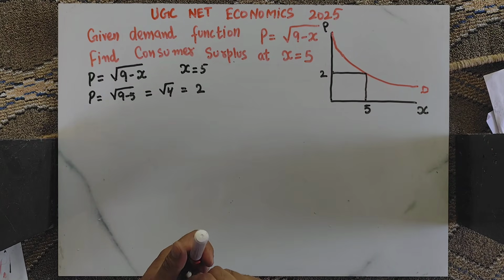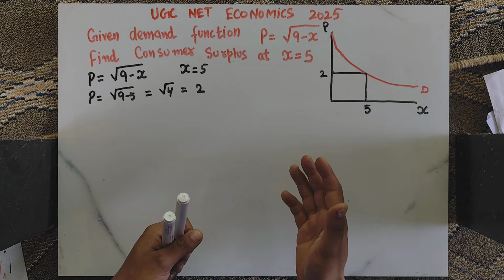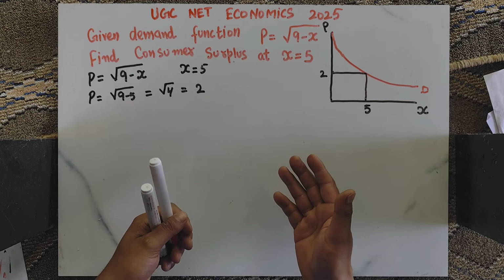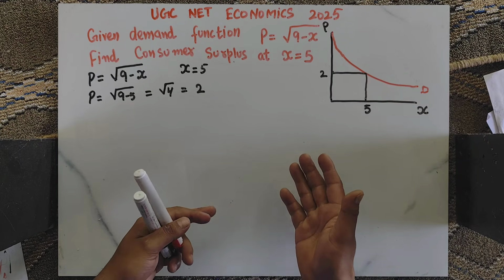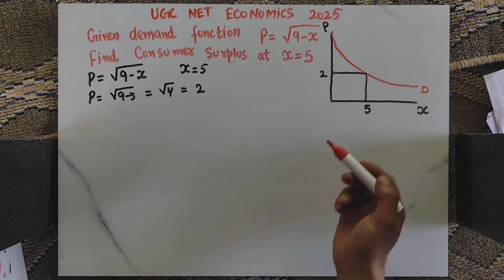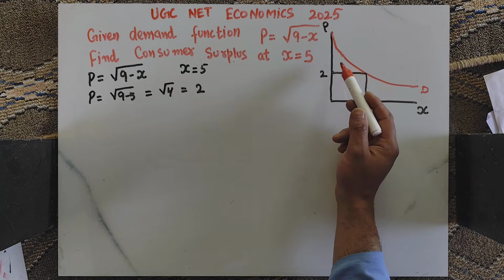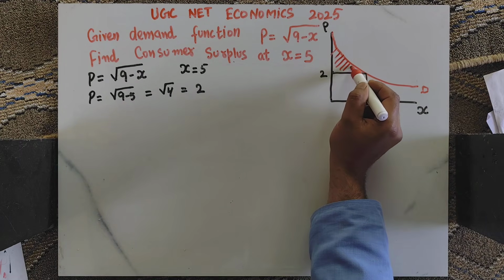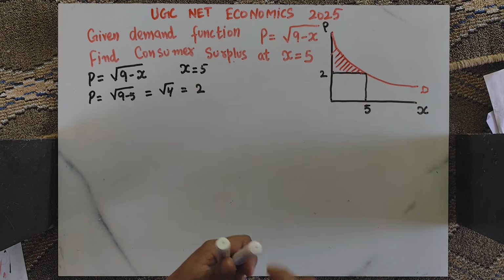Okay, we know what consumer surplus is. It is simply the difference between the consumer's willingness to pay for a product and the actual price he is paying for a product. Graphically it is simply the area which is below the demand curve and above the equilibrium price. So the area of this shaded portion gives us the consumer surplus.